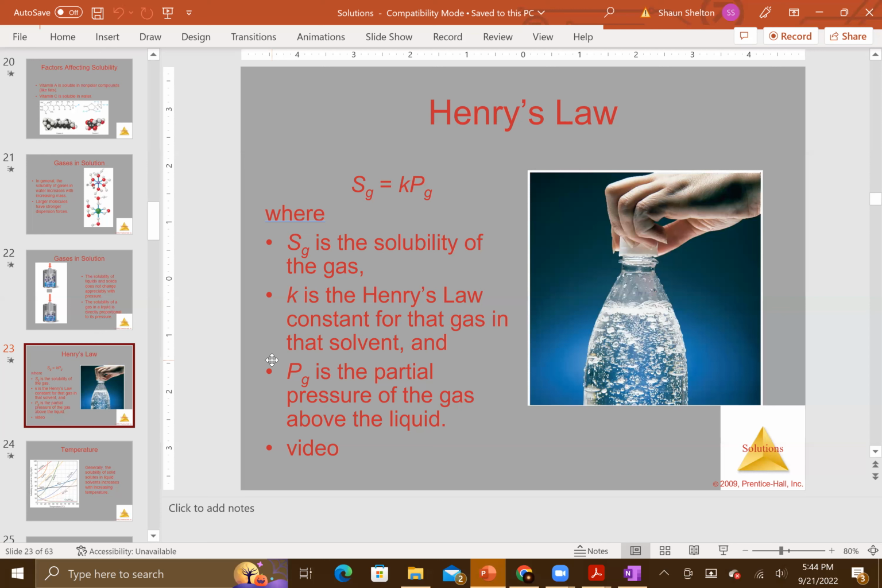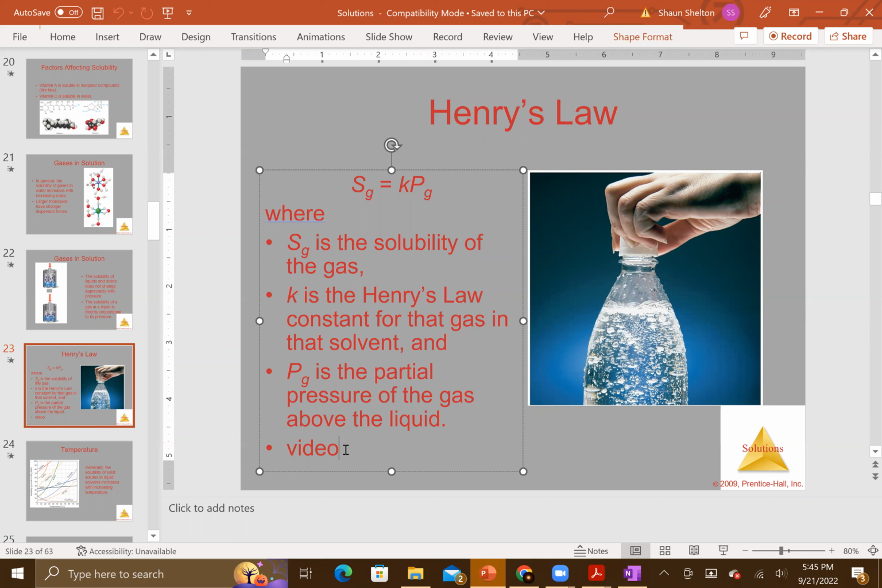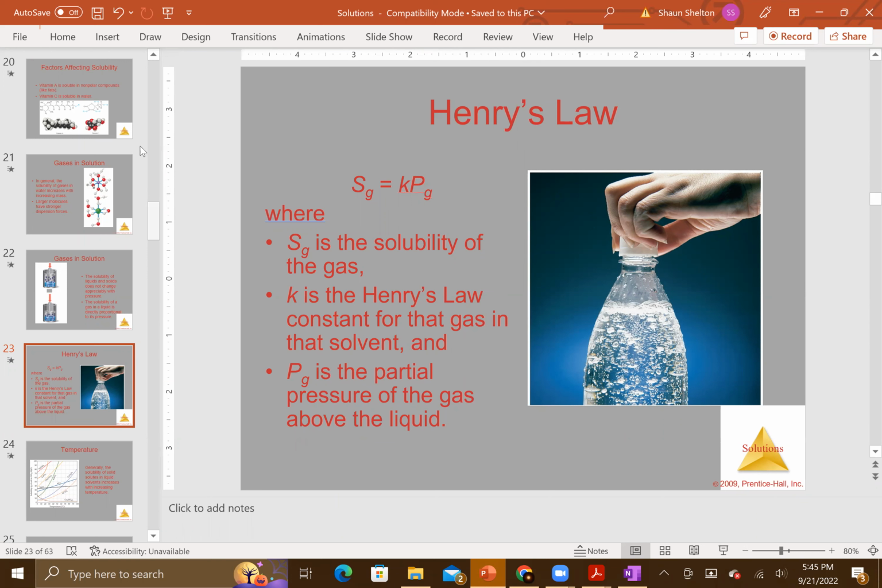Okay, so Henry's law, all it does is describe how the solubility is related to the pressure of the gas. Now, K is a constant, and that constant is dependent on the gas itself. There's a table. I was going to show you this table in the textbook, but I want you guys to finish up writing this down first. So there is no video, so ignore that last point there. I'm just going to delete it. So there we go. You don't need to worry about it now.